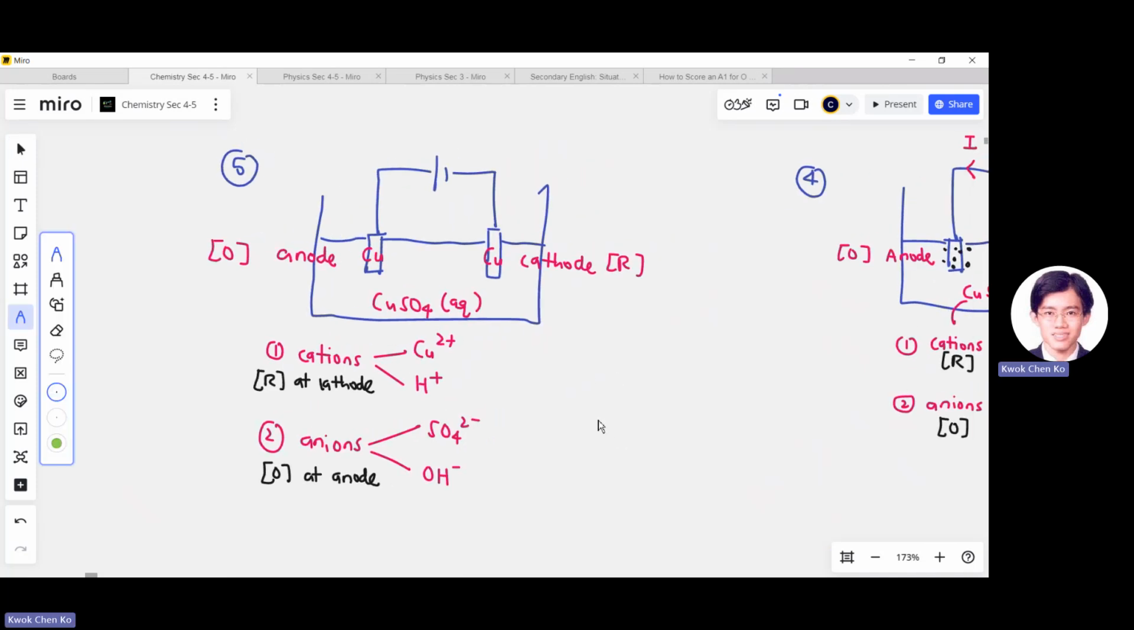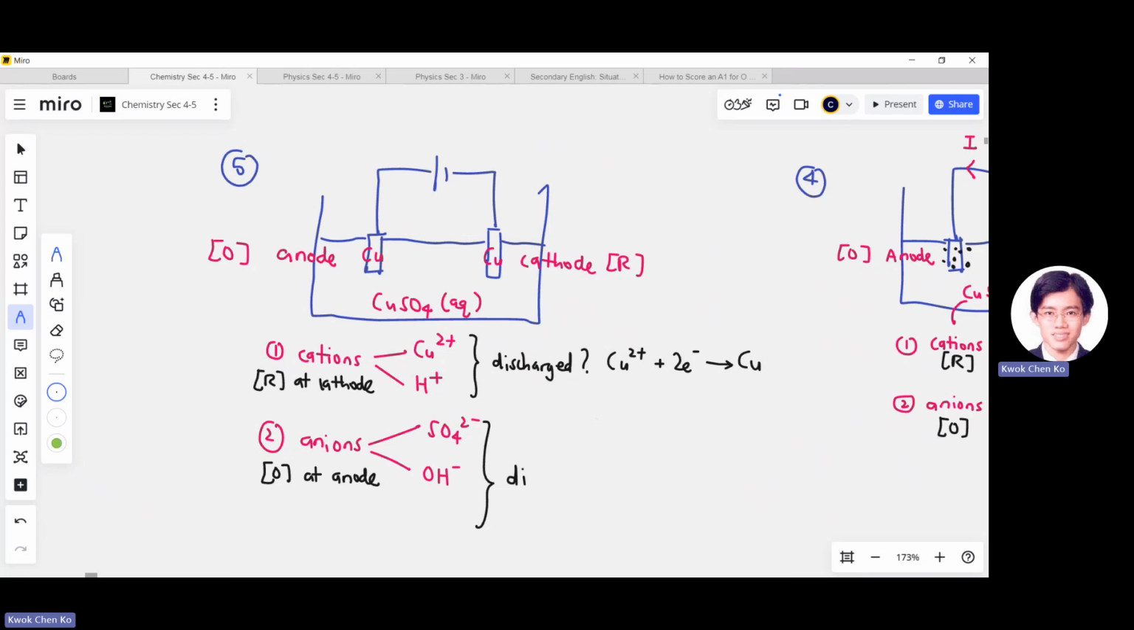Now, maybe you've drawn something similar to what I've drawn on the screen right now. So the next question is, who is going to get discharged? Right, as always, who is going to get discharged? If you look at the table, copper is going to get discharged. Yes, you're correct. Copper gets discharged, and remember, reduction at the cathode. So it's going to gain electrons and become solid copper. Nothing new. But here, be careful of the anode.